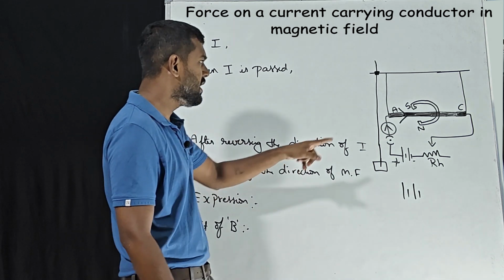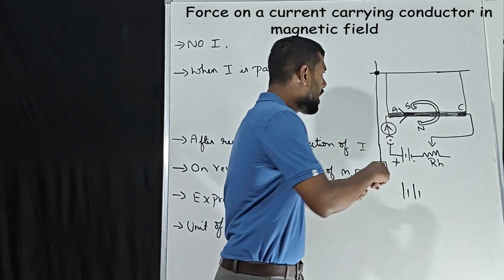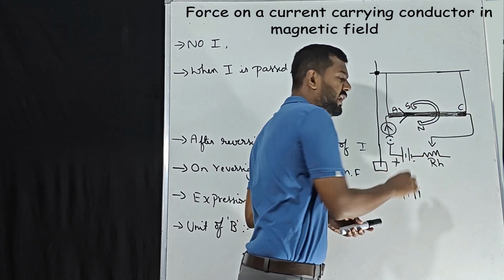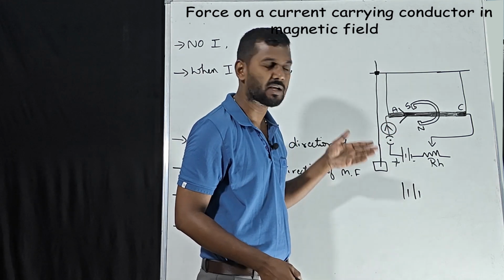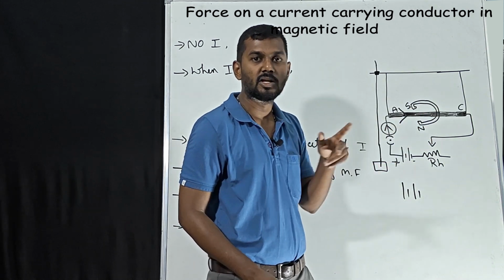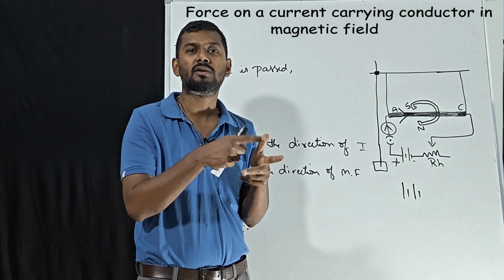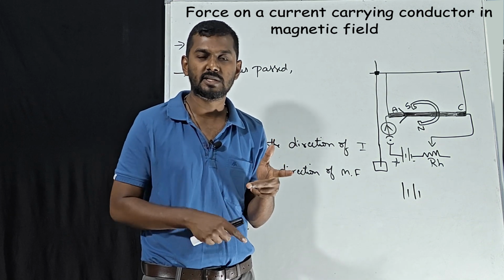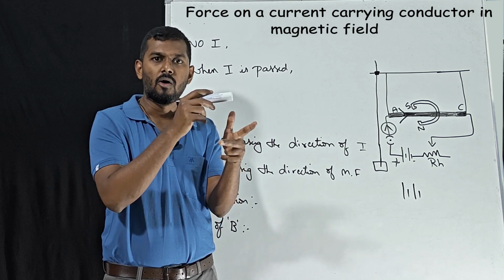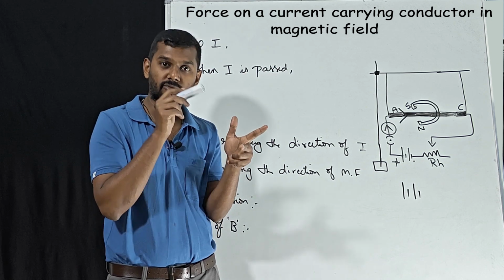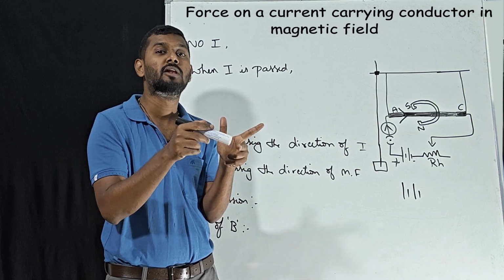When the current is passed, the direction of current here, anywhere here, is not important. It is in the conductor. AC is the conductor. In the conductor, the direction of current is towards the right side. So whenever we have to use Fleming's left hand rule, first we need to know what these fingers represent. Fleming's left hand rule is nothing but when you stretch the thumb, forefinger and middle finger of your left hand, they should be mutually perpendicular to each other.